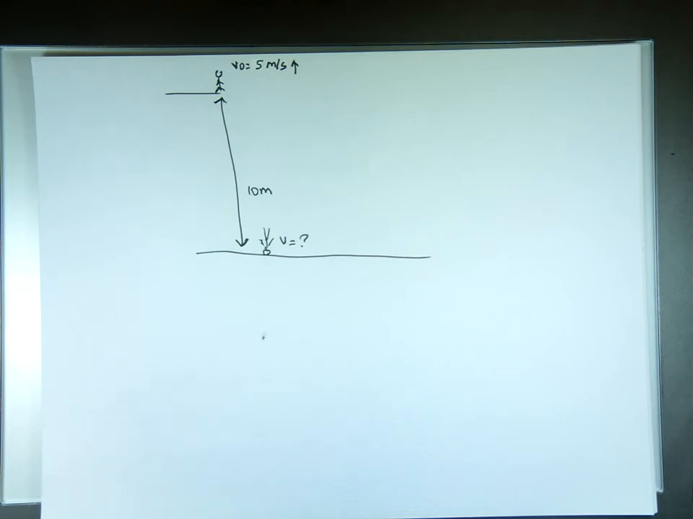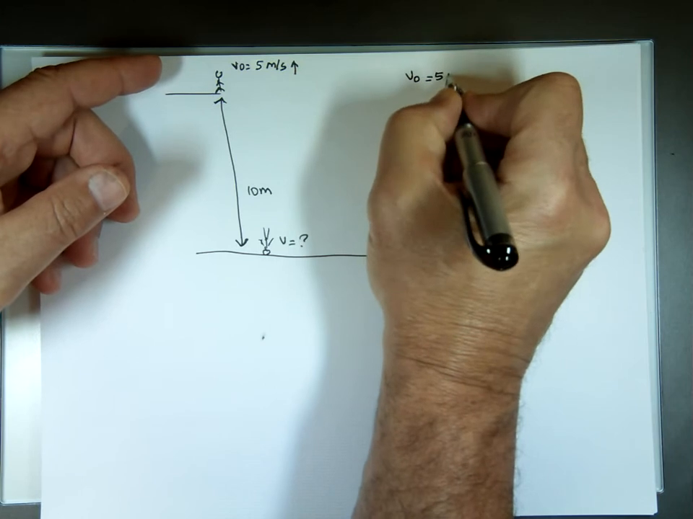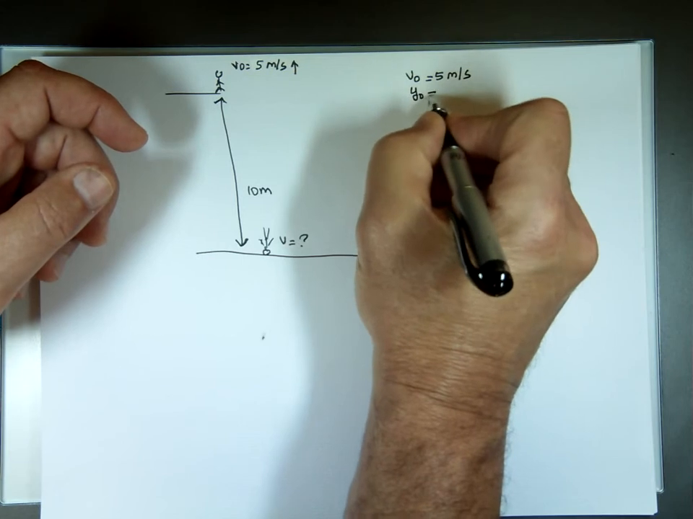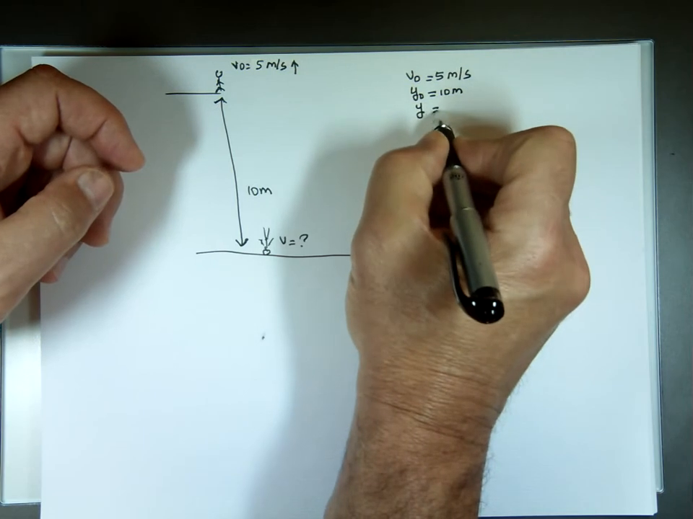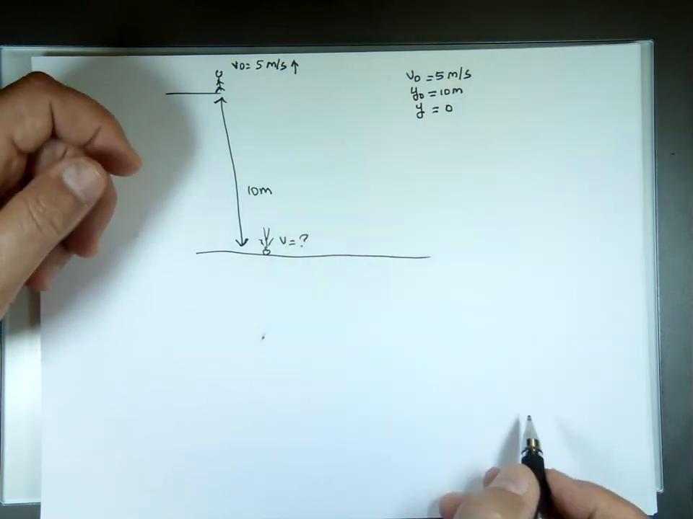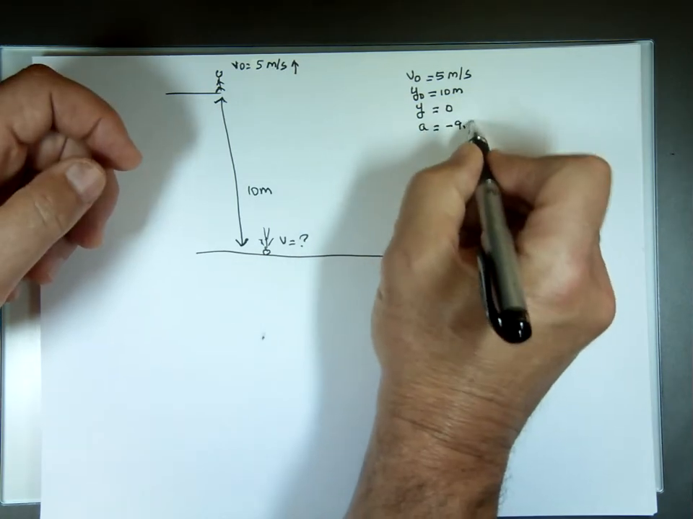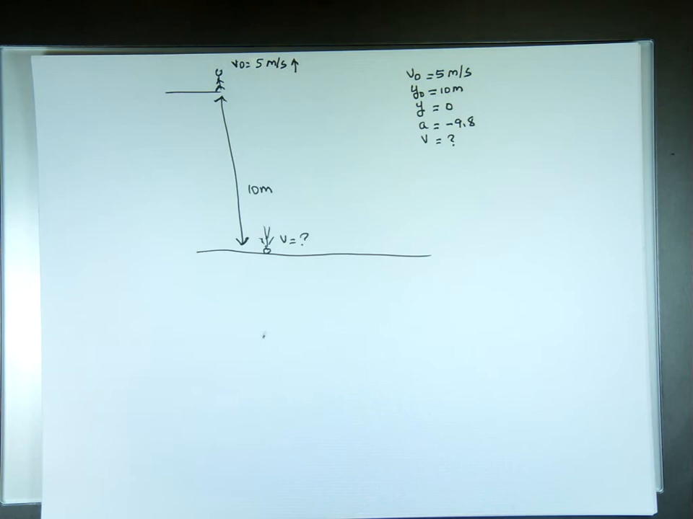So can we calculate the final velocity? Now we can use the old physics that we learned. We know the initial velocity is 5 meters per second, upward is plus. We know the initial height is 10 meters. What was the final height right before they hit the water? 0. What's the acceleration? Negative 9.8, yes. And we're looking for the final velocity. Is there an equation that ties all these pieces together? I think we had one before.